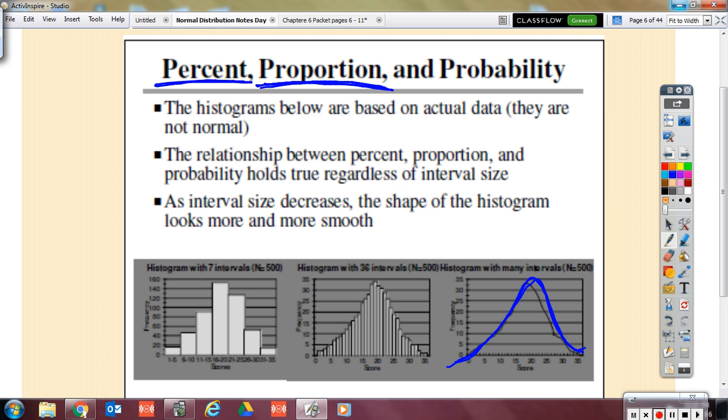What's the proportion of observations? How much proportion of observations is between this and that? Or maybe, what's the probability of finding this or something greater? These words all pretty much mean the same thing, so I could interchange those when I'm asking a question. Find the percent, find the proportion of observations, find the probability of something.